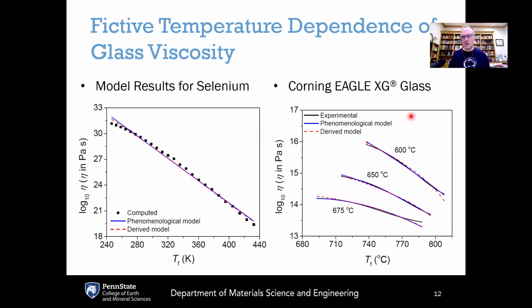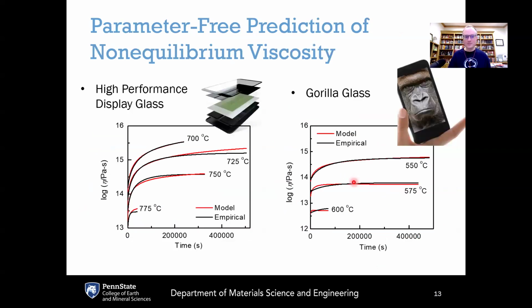If you take the Eagle XG results and instead of plotting them as a function of time, plot them as a function of fictive temperature, it looks like this on the right here. These are the three different isothermal holds at 600, 650, and 675 degrees C, now plotted as a function of fictive temperature. And you can see here that as you have a lower temperature, of course, the viscosity goes up at lower temperatures, but also over time, the system is relaxing from a high fictive temperature down to a lower fictive temperature. That is also causing the viscosity to increase.